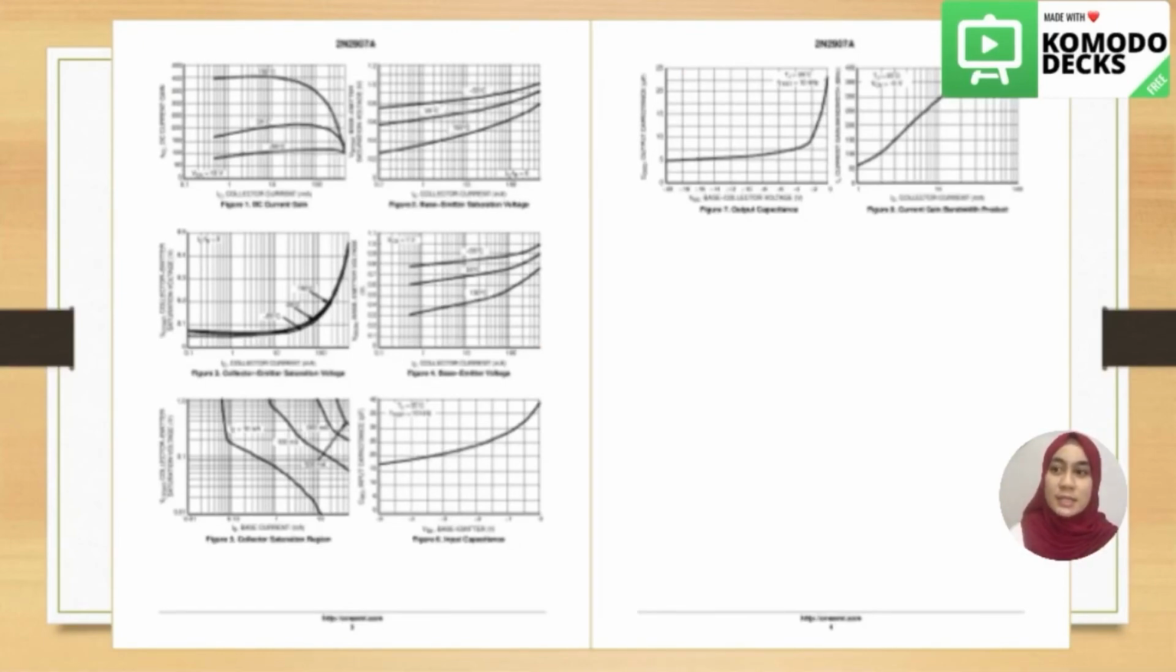Here, as you can see, Figure 1 is DC current gain. The second graph is base emitter saturation voltage. Figure 3, collector emitter saturation voltage. Figure 4, base emitter voltage. Figure 5, collector saturation region. Figure 6, input capacitance. Figure 7, output capacitance. And the last one is current gain bandwidth product. So that's all from me.